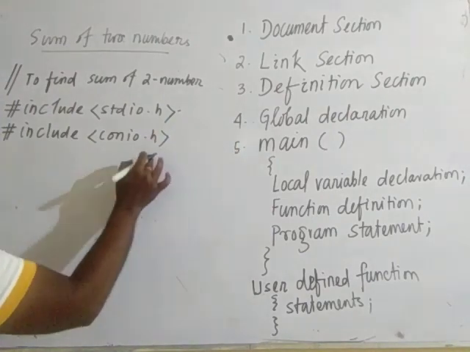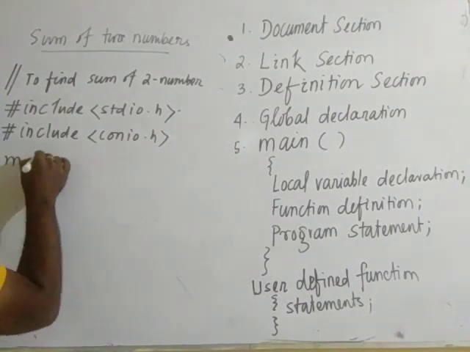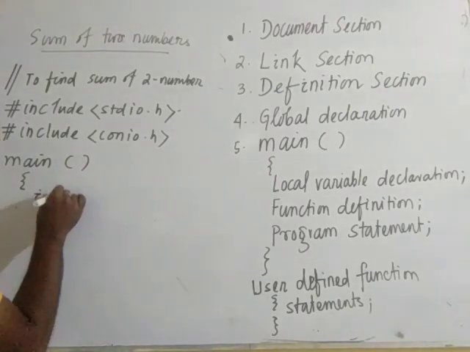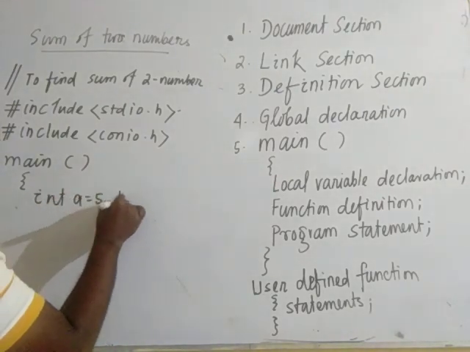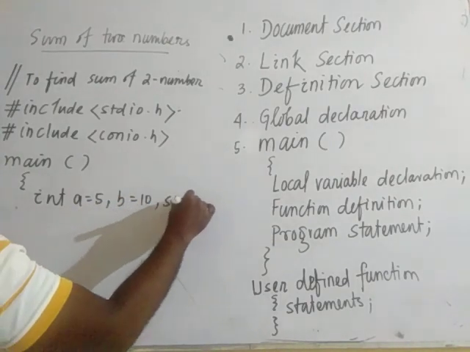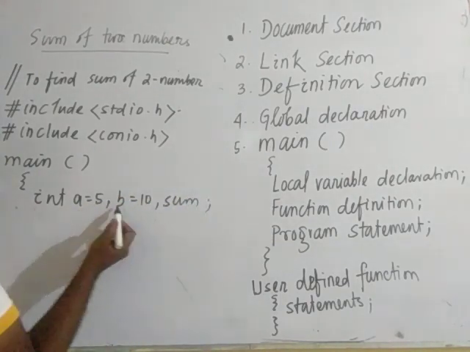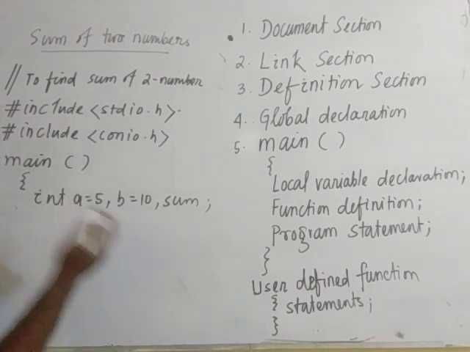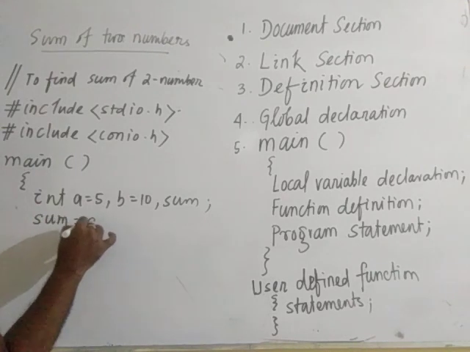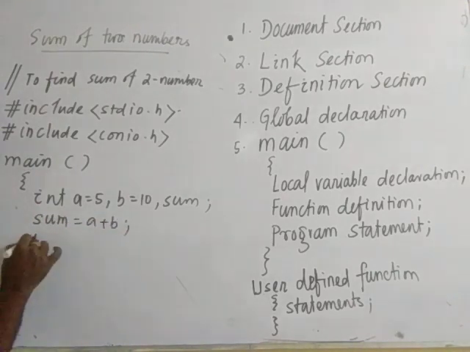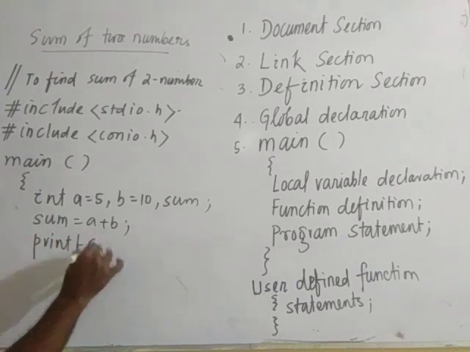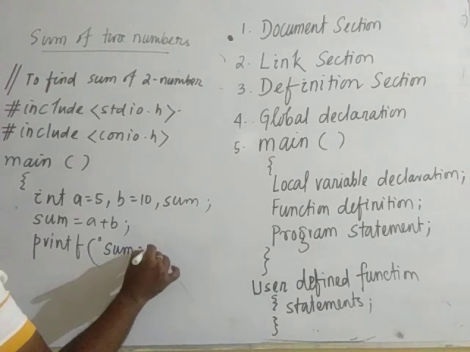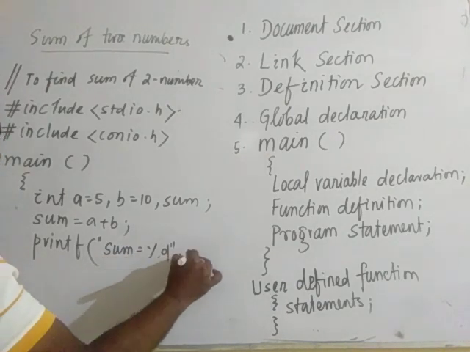These things are not necessary for this. Then main function, local variable declaration. I have taken int a is equal to 5, b is equal to 10, sum. I have declared three variables a, b and sum. A is 5, b is 10, sum is not available here. Sum will be calculated. I write sum is equal to a plus b, printf sum is equal to sum.